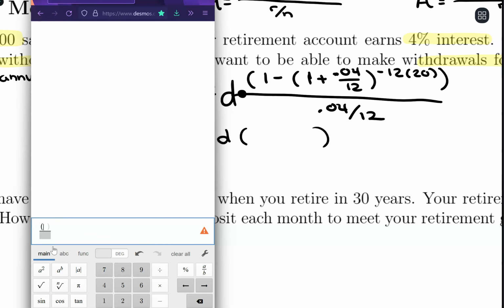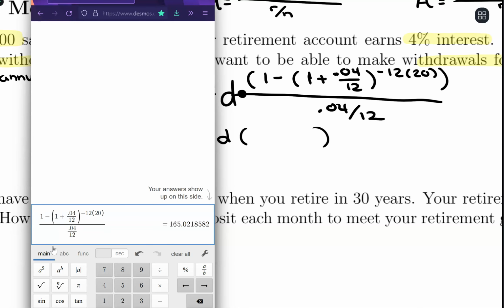And we're going to have parentheses. We don't really need those first parentheses. So we're just going to do 1 minus, in parentheses, 1 plus 0.04 over 12. And then an exponent of negative 12 times 20. All over 0.04 divided by 12. So it's a 165, and I'm going to go to 4 decimal places here, so 0.0219.